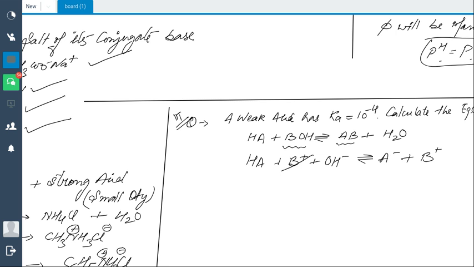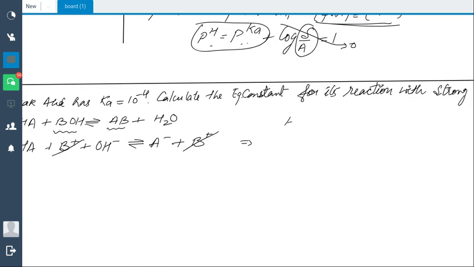So you see B plus and B plus will get cancelled out and you are going to get HA plus OH minus giving A minus. So the equilibrium constant will be A minus upon HA into OH minus.